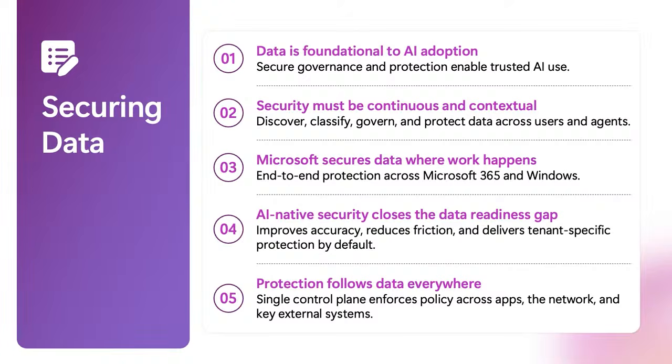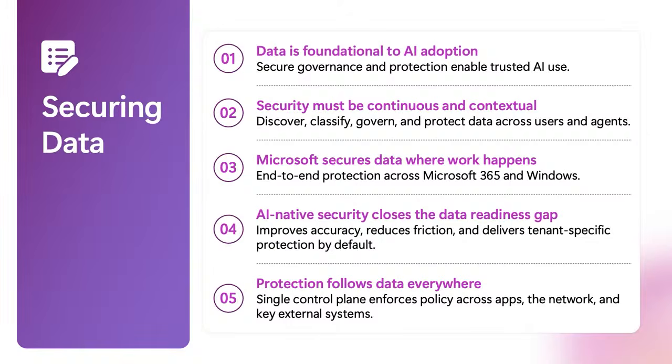Start with the shift in how you think about data security. Data is the prerequisite for AI adoption, not a nice to have, a prerequisite. How fast your organization can move with AI is directly tied to how well you understand, govern, and protect your data. If that foundation isn't solid, every AI project built on top of it carries the risk with it. And security can't be a one-time checkpoint anymore. Data has to be discovered, classified, governed, and protected everywhere it lives. And it needs to stay protected as users and agents work with it.